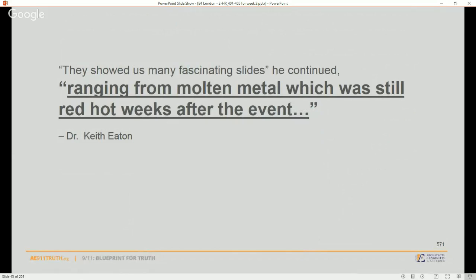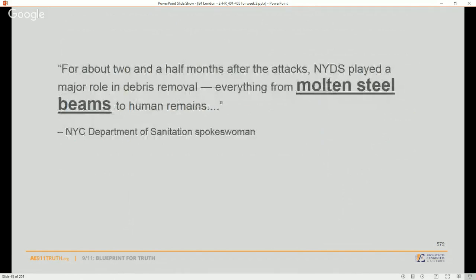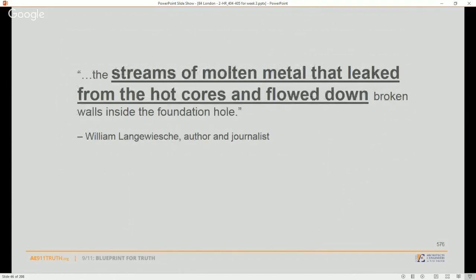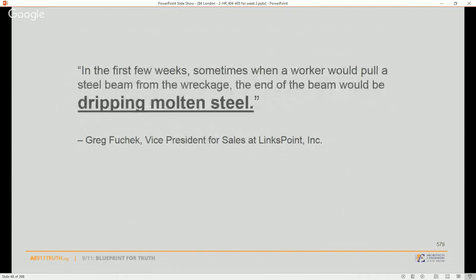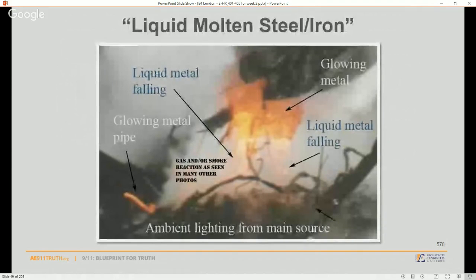Well, ranging from molten metal, which still reeks after the event. Streams of molten metal that leaked from the hot cores and flowed down, says this author and journalist. And this firefighter, metal dripping from a beam, dripping molten steel. Well, here is a photograph of the dripping molten falling metal. The evidence is overwhelming here, but the explanation is not.